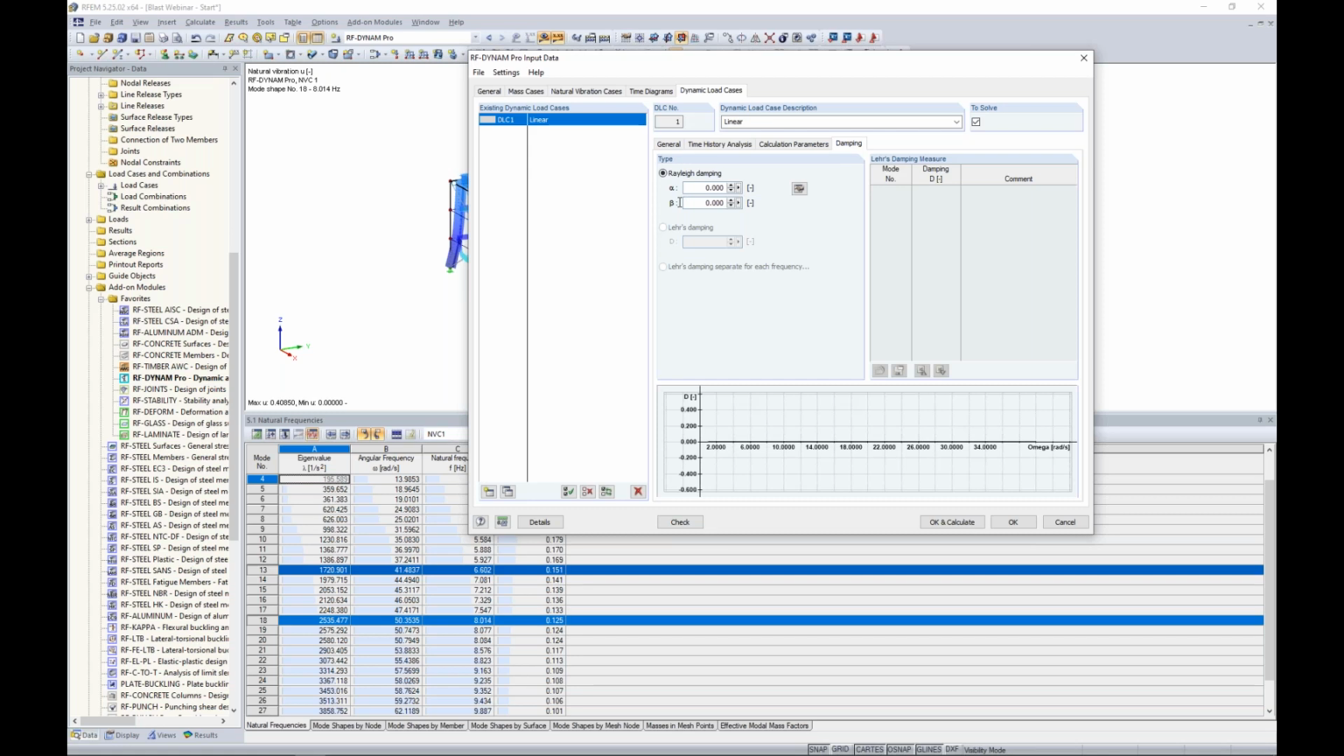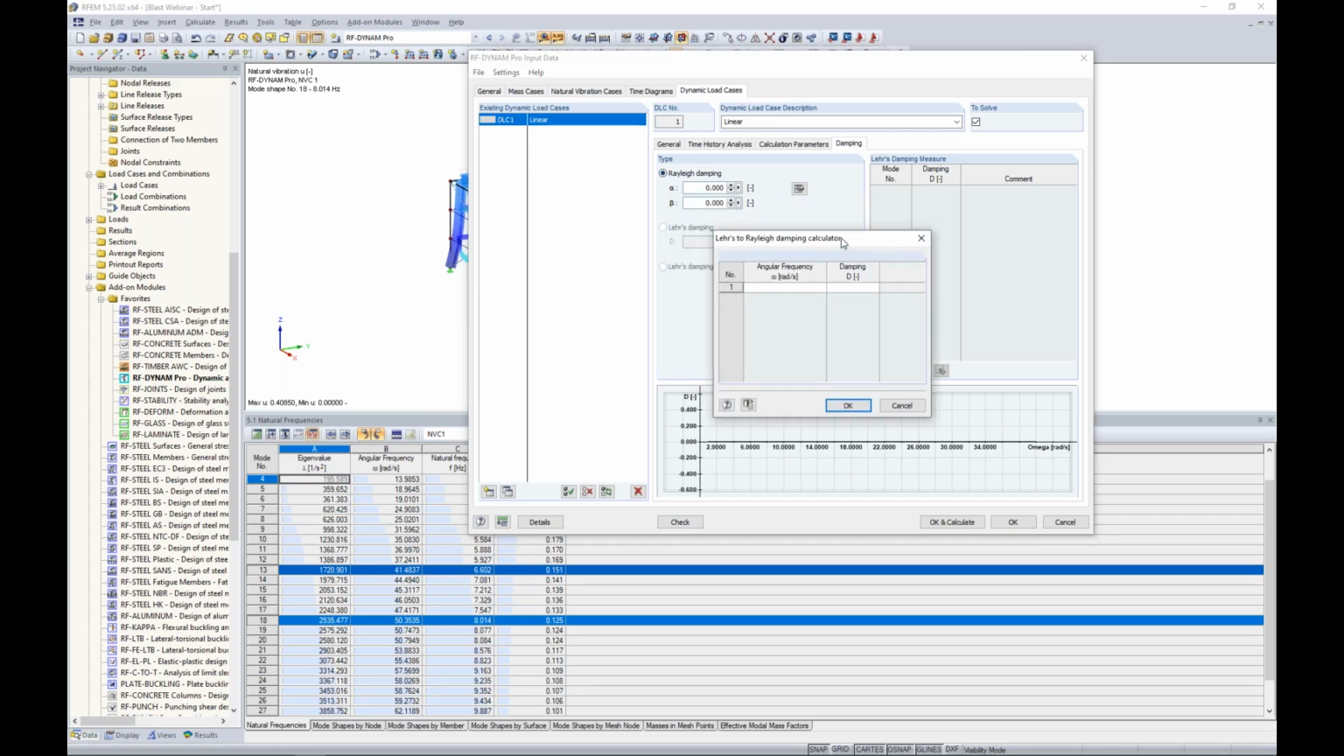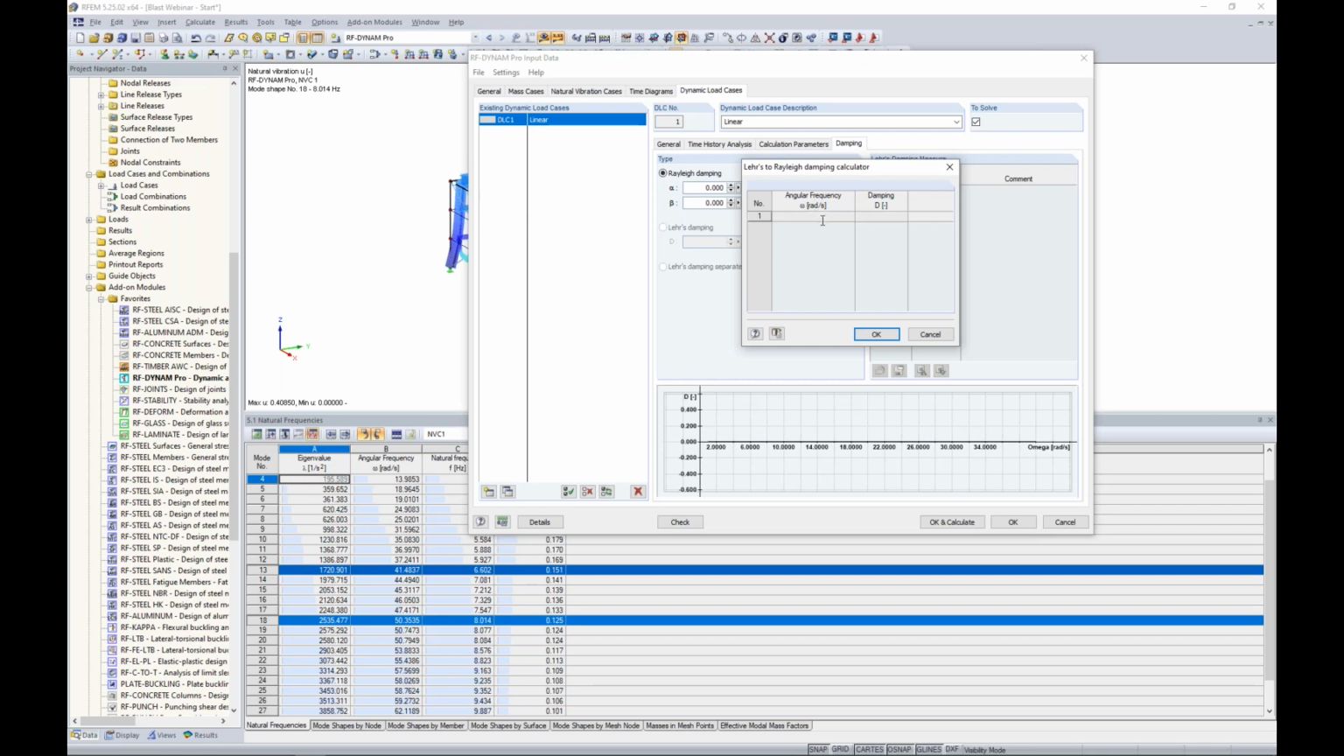We can either do that manual calculation ourselves, or we have a nice tool in here. This tool allows me to input a couple of different mode shapes for the angular frequency, as well as my desired Lehr's damping. This is why I have saved in the background mode shape 13 and mode shape 18. Remember, those were my dominant modes for that natural vibration case. So I can input my angular frequency for mode shape 13, which will be 41.48, and the damping will be 0.02 for Lehr's, so 2%.